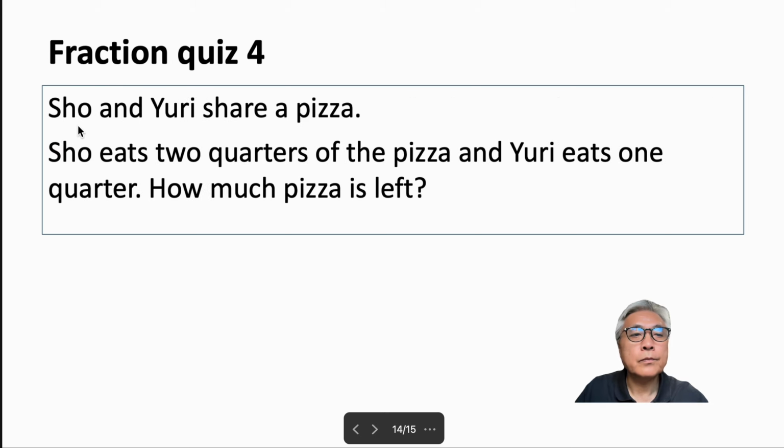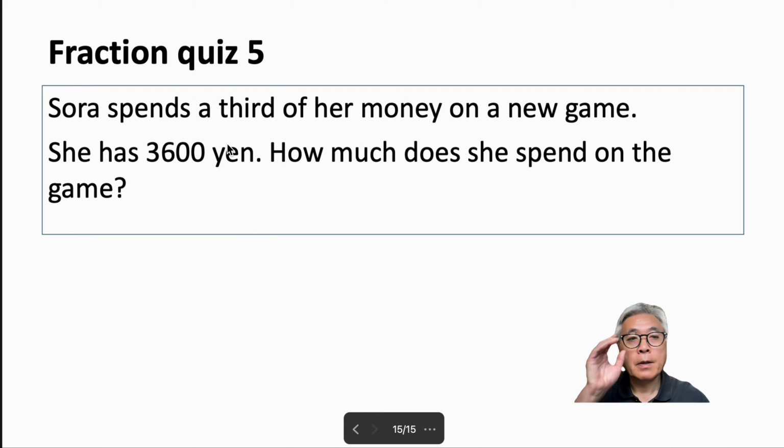Fraction quiz 4. Sho and Yuri share a pizza. Sho eats 2/4 of the pizza, right? And Yuri eats 1/4. How much pizza is left? All right. Next one. Last one.